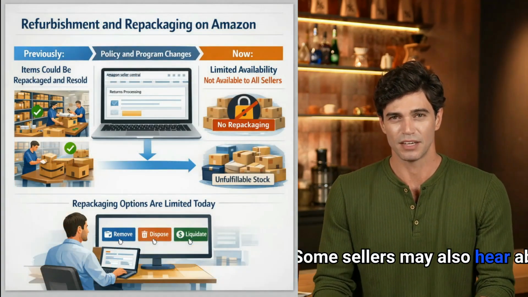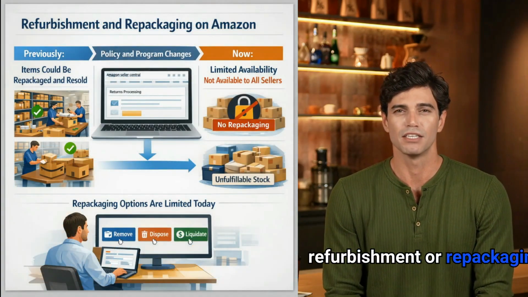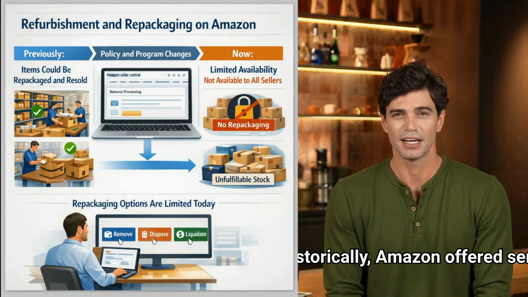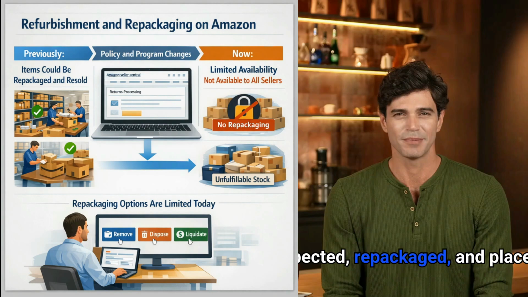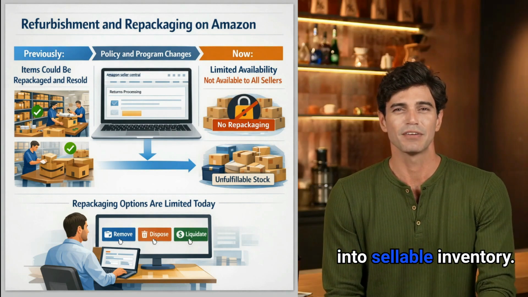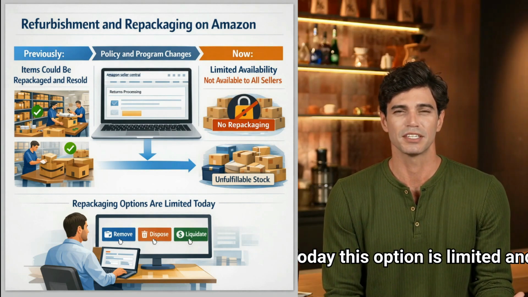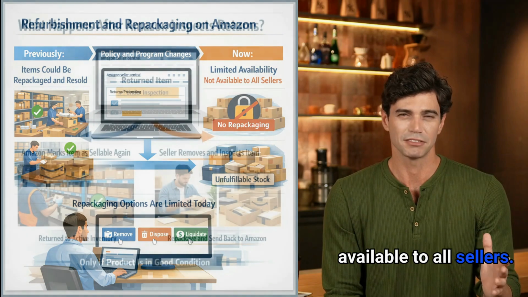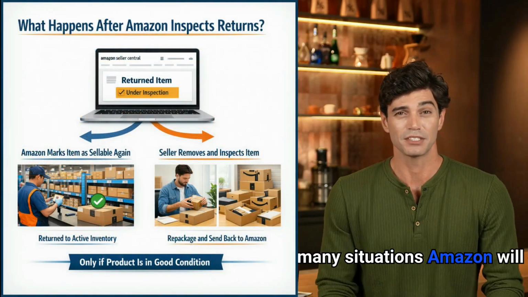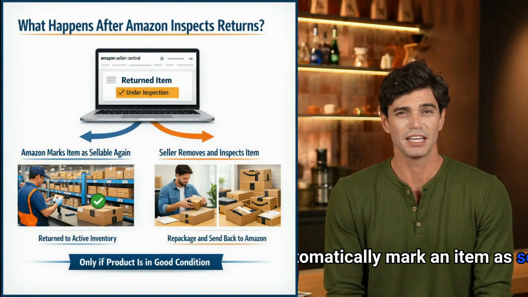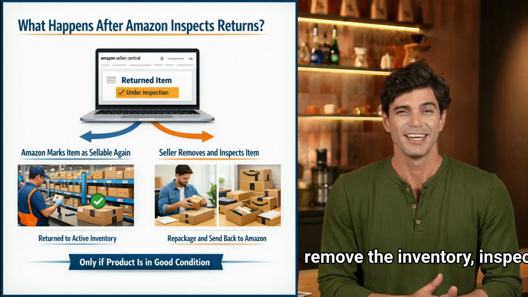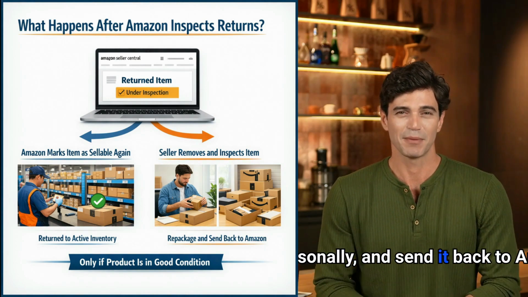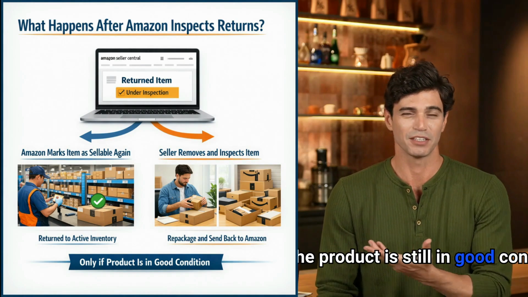Some sellers may also hear about refurbishment or repackaging programs. Historically, Amazon offered services where certain returned items could be inspected, repackaged, and placed back into sellable inventory. Today, this option is limited and not available to all sellers. In many situations, Amazon will either automatically mark an item as sellable again after inspection, or the seller must remove the inventory, inspect it personally, and send it back to Amazon if the product is still in good condition.